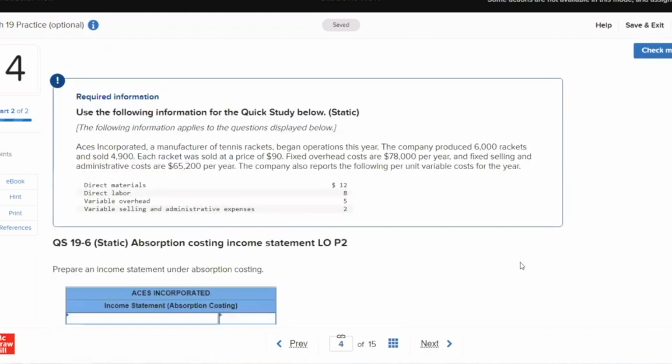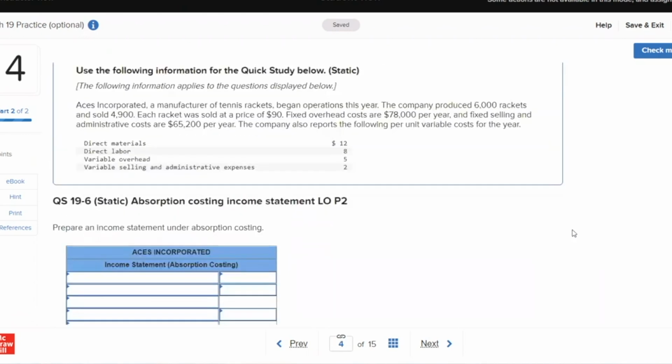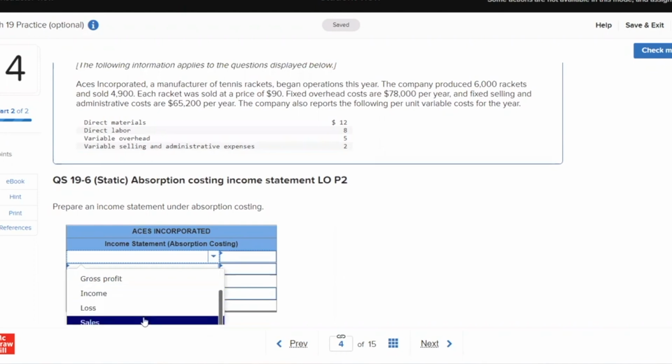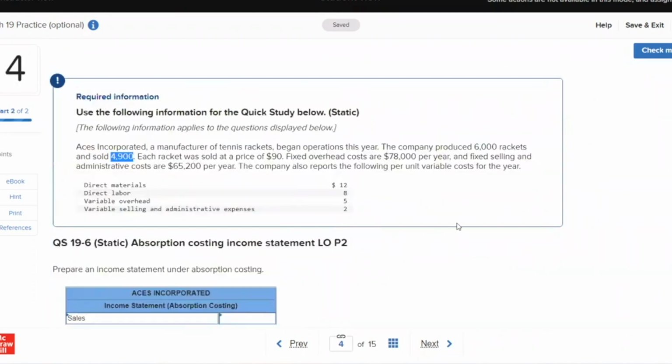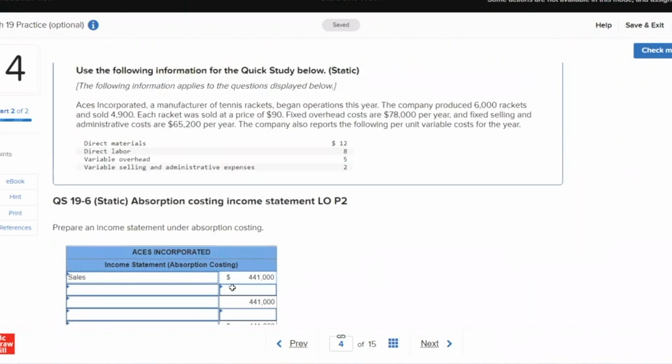Now I want to do the absorption, because remember, this has that tricky part to it about the cost of goods sold. Again, of course, sales is where we start. In your homework, this will not say static, it'll say algo, which means these will be different numbers than number 3. So just be on the lookout. For y'all, it won't be the same number in both problems. You'll have to do the math again.